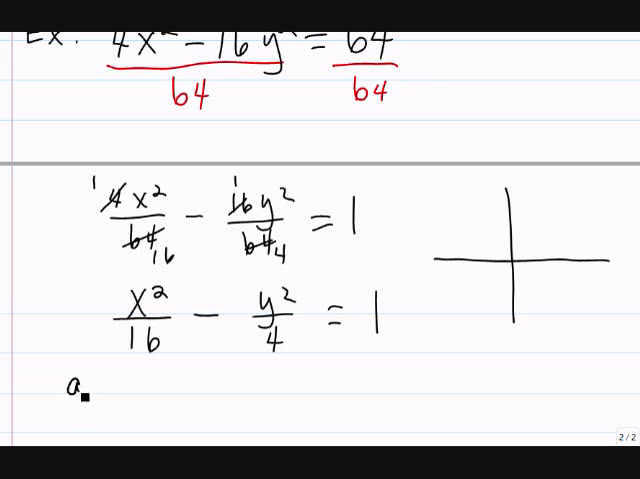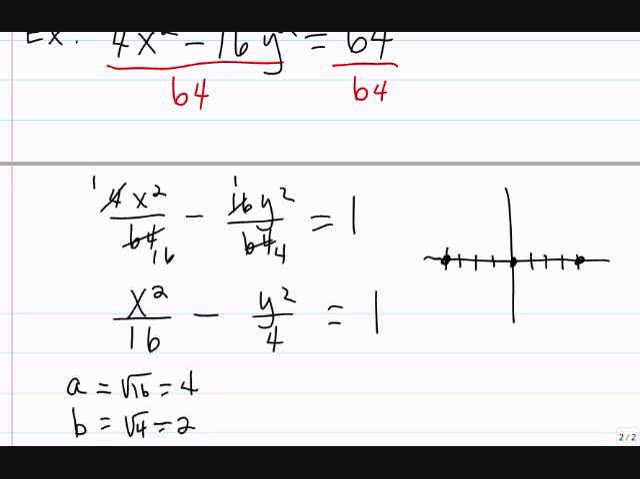And this one, my a is the square root of 16, which is 4. My b is the square root of 4, which is 2. So let me first locate my vertex. My vertex is going to be on the horizontal axis, a distance of 4 from the center, and my center is at 0, 0. I'm going to locate my two vertices.